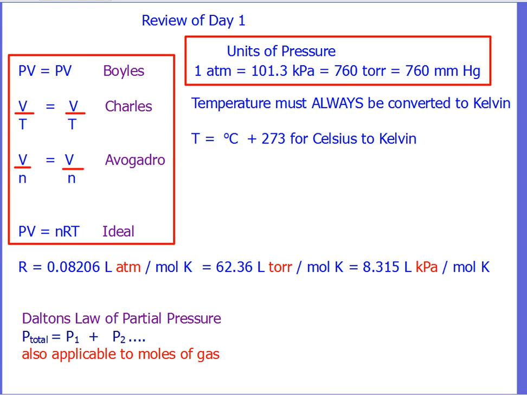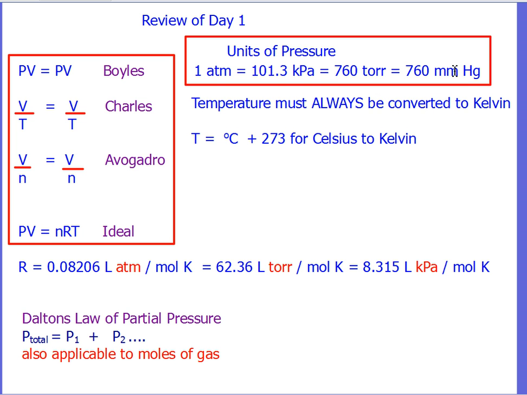Alright, so first let's start by reviewing what we did on day one before we hop into any new items. We discussed units of pressure and how there were three common ones used in science classrooms. The standard one is 1 atmosphere. That's pretty much used all over the place because it's convenient and easy to understand. The international standard that is used in physics is kilopascals. And then these two are actually the same.